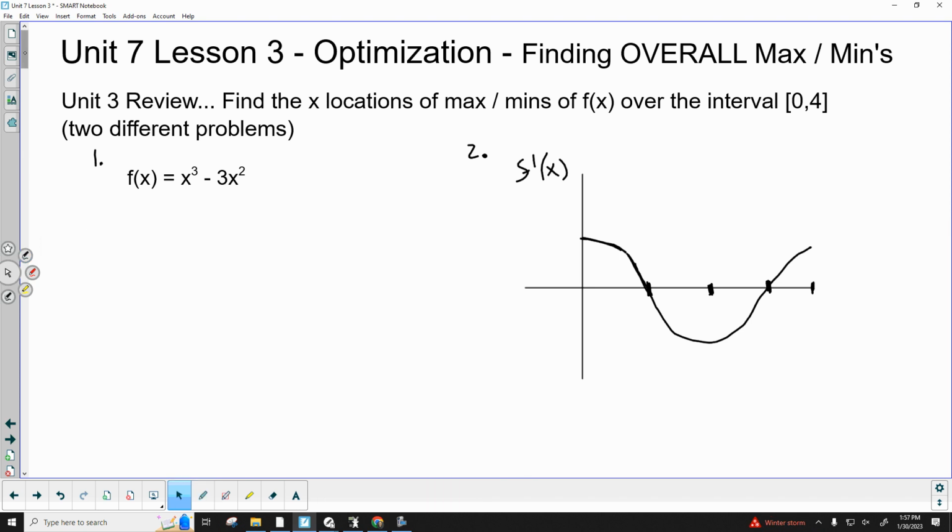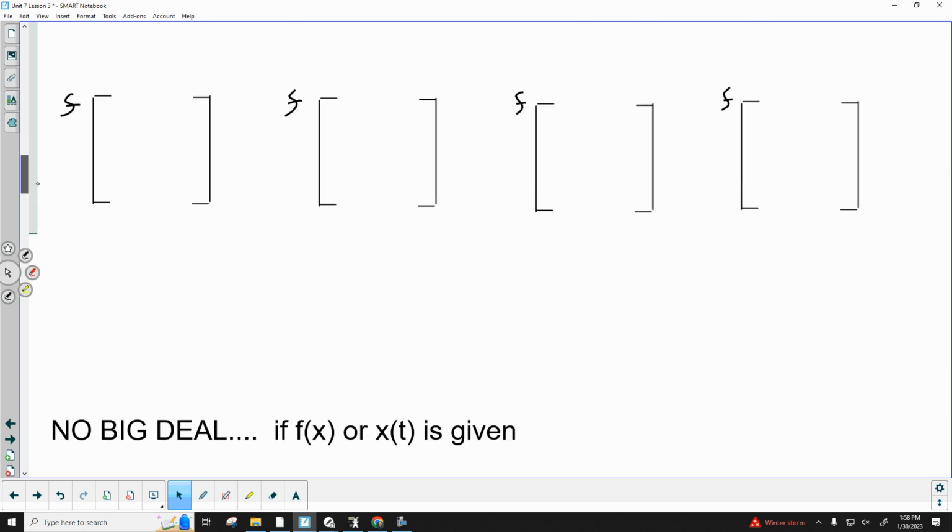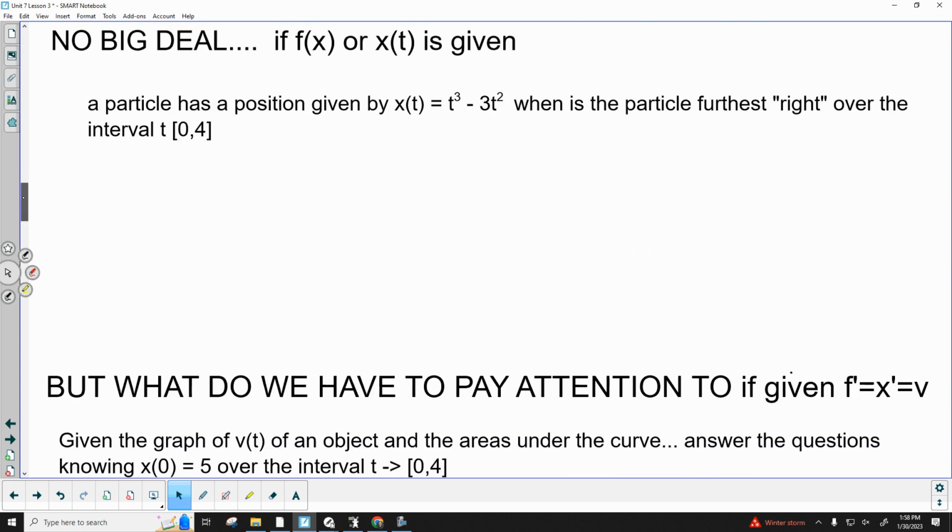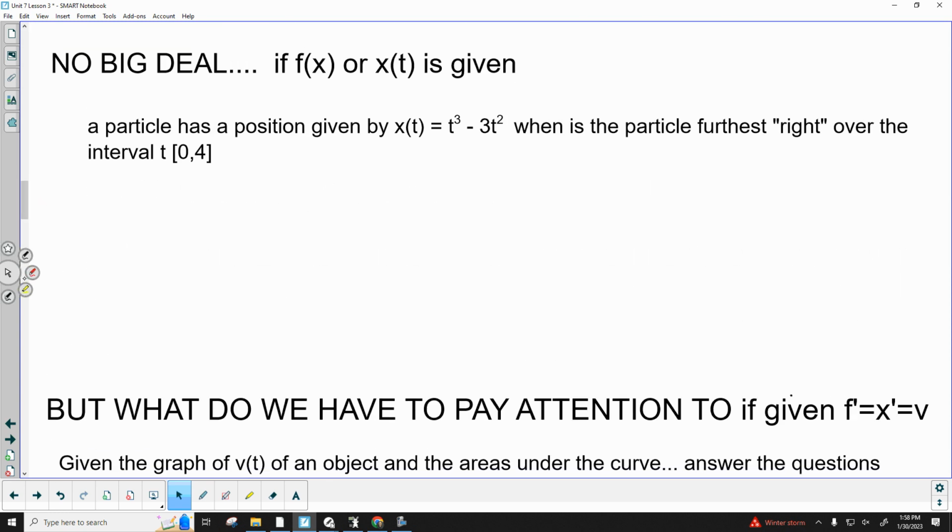The dominating question of today's lesson, which is nice that there's just one dominating question, is the following. When is the dude furthest to the right? Or when is the dude furthest to the left? Okay?